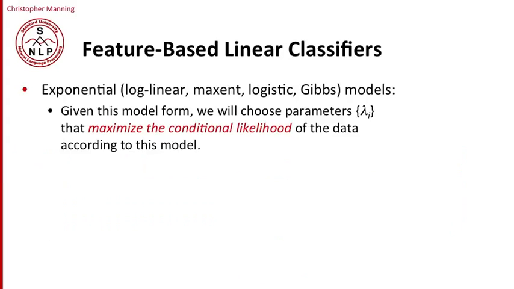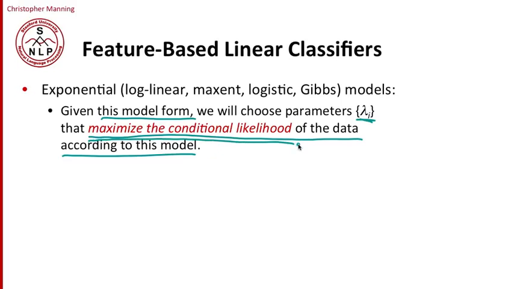So in Maxent or exponential models, what we're wanting to do is say, given this model form, what we're going to do is try and choose parameters lambda i that maximize the conditional likelihood of the data according to this model. So we've defined probabilities over data and classes, and we're going to maximize the choice of classes according to that probability distribution.